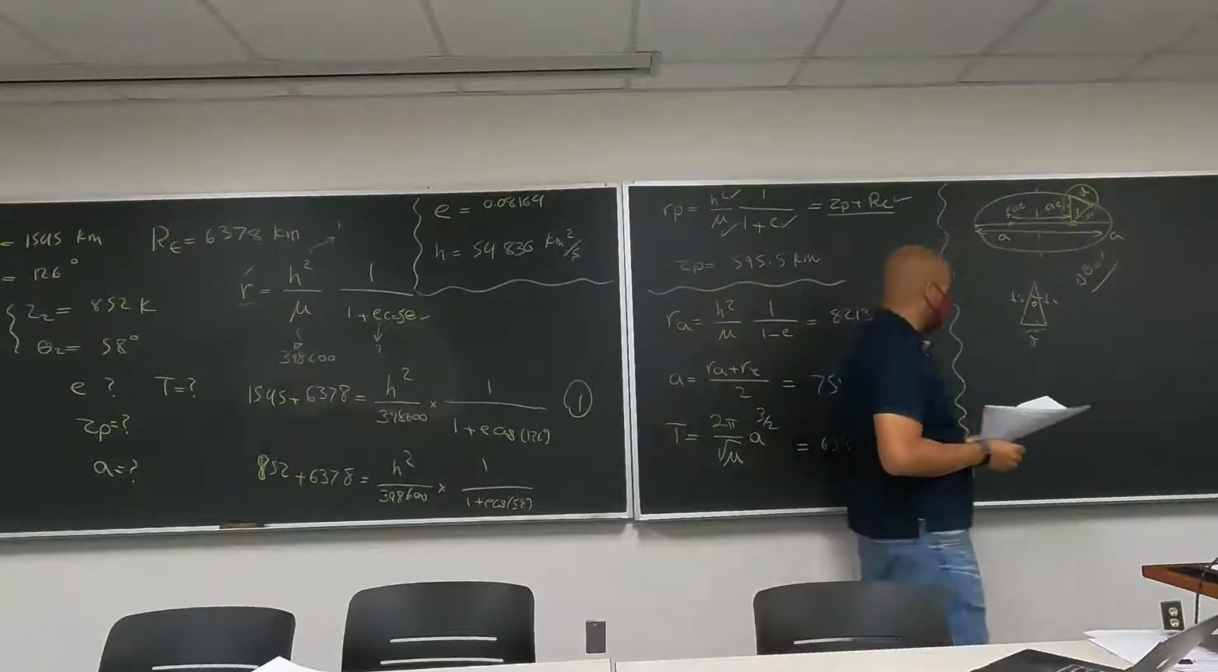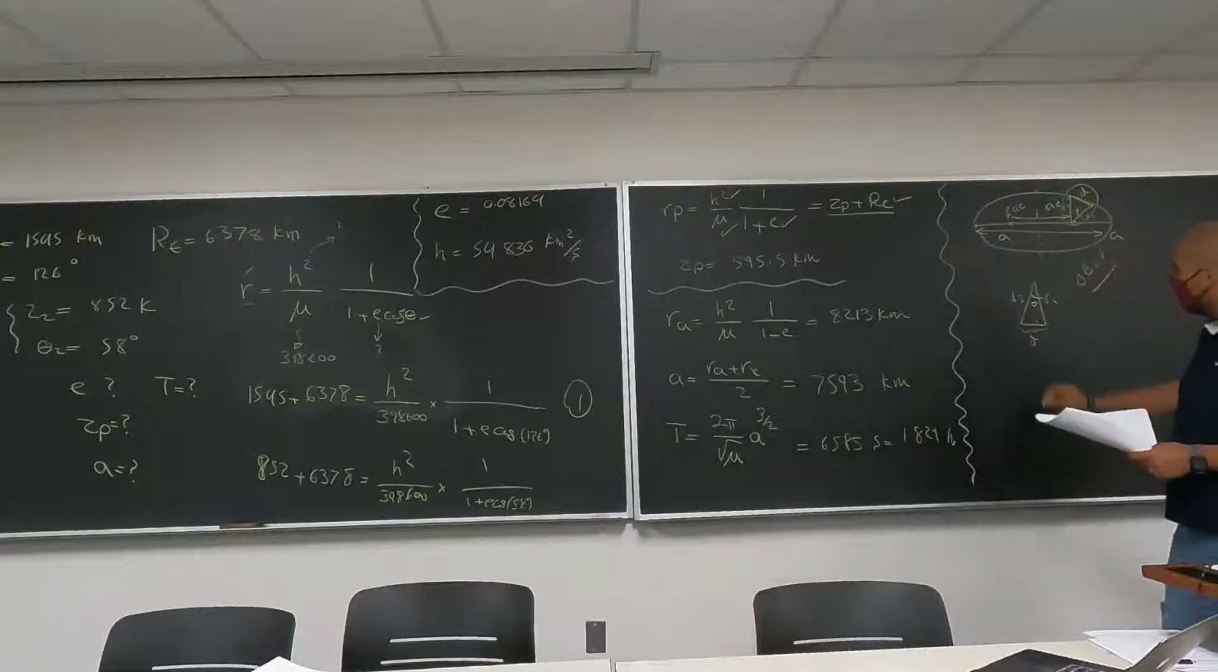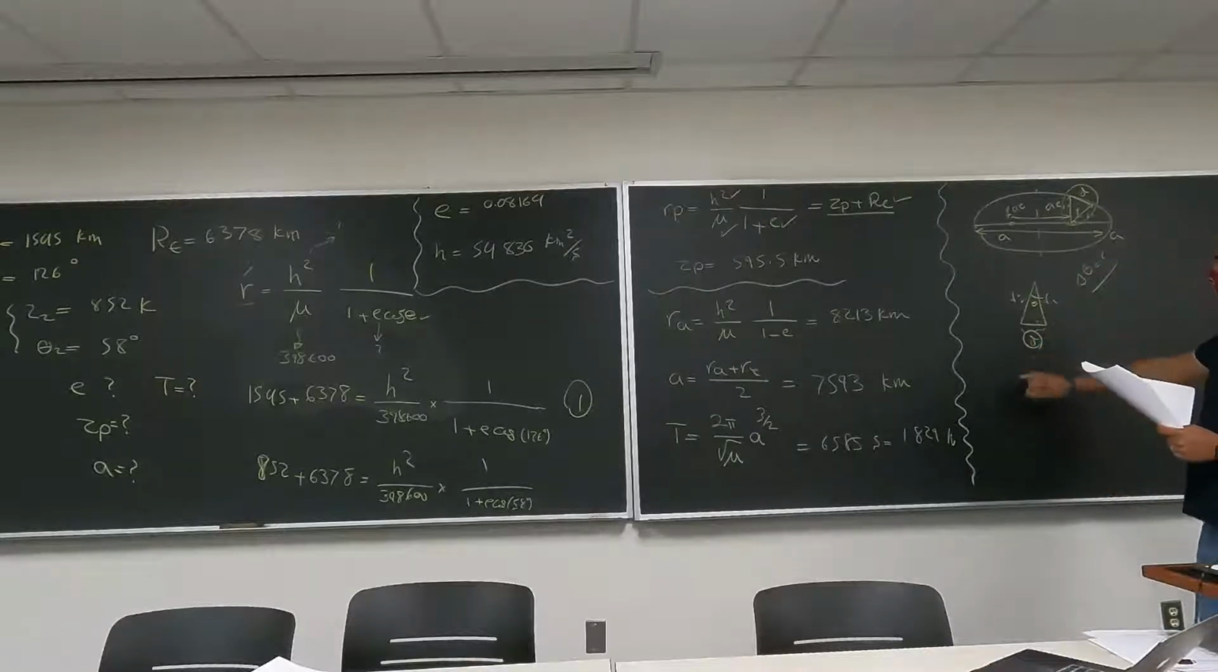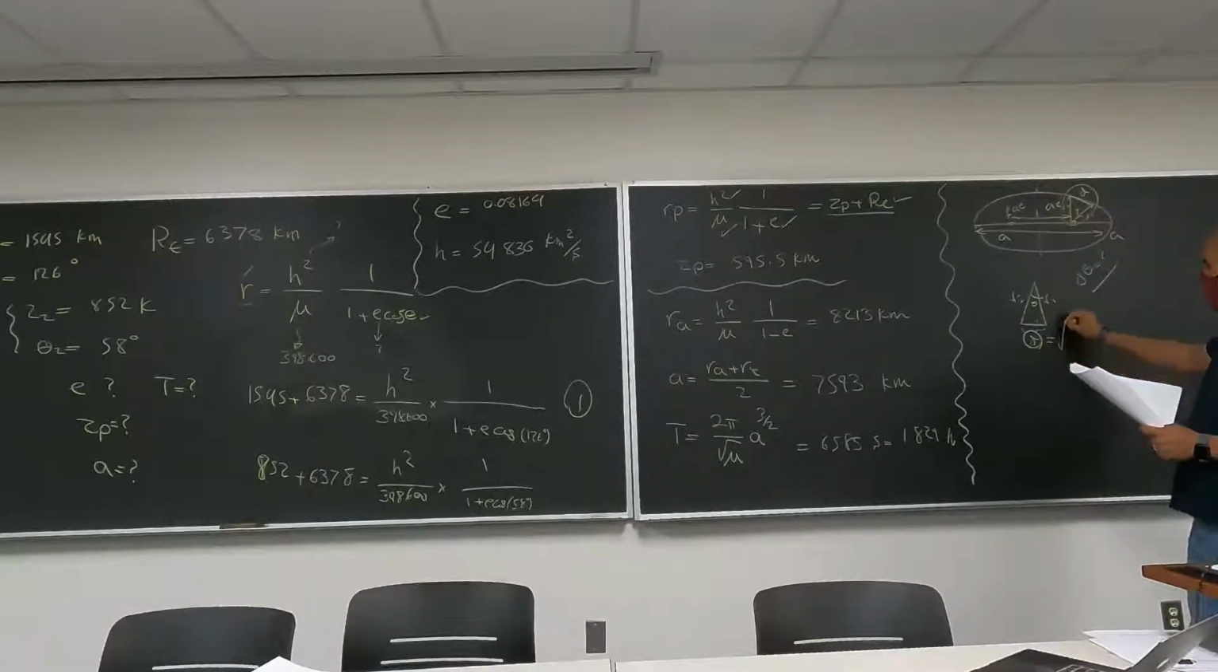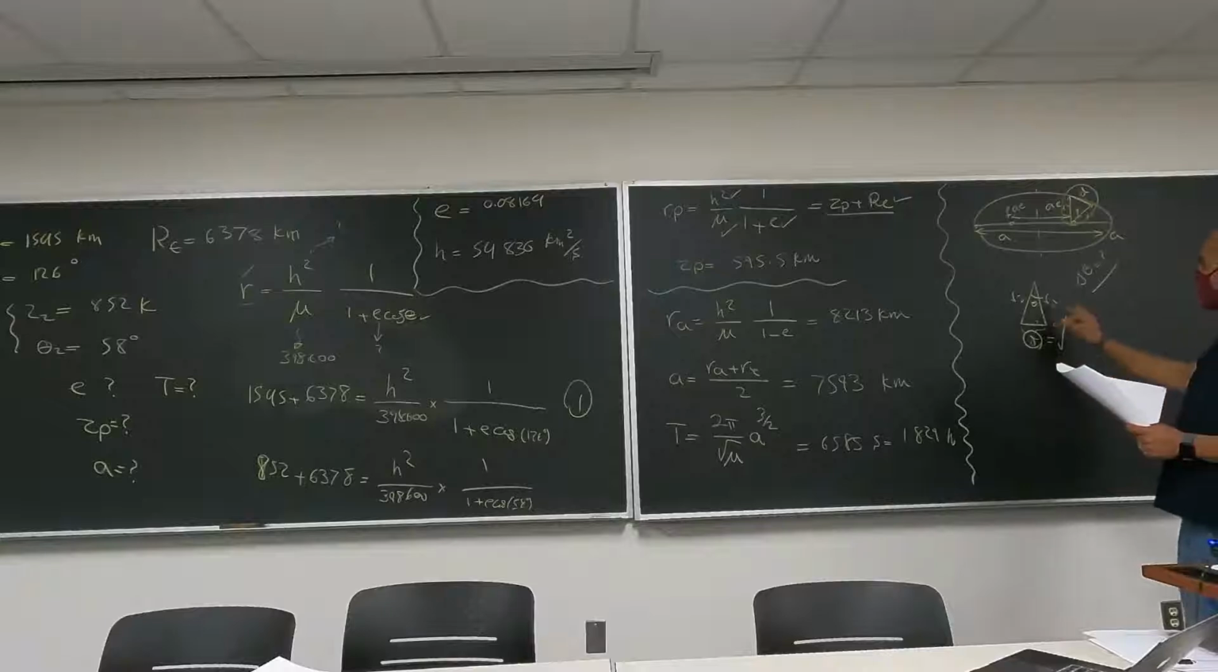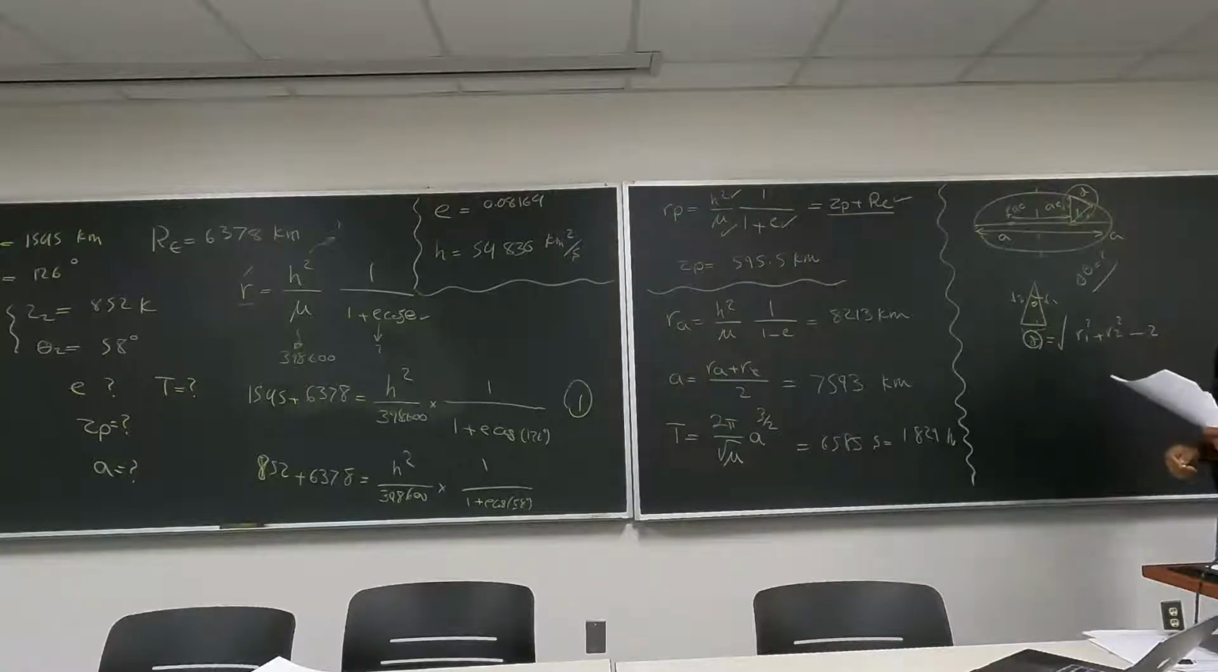It is very good that we are solving this. This distance d is going to be equal to the square root of r1 squared plus r2 squared minus 2 r1 r2 cosine of theta.